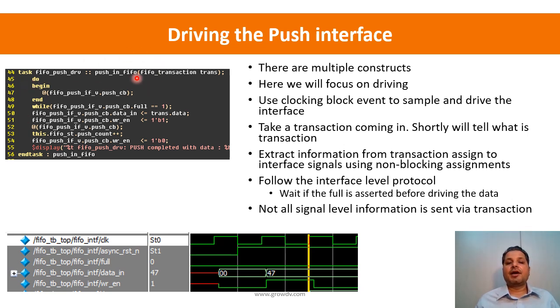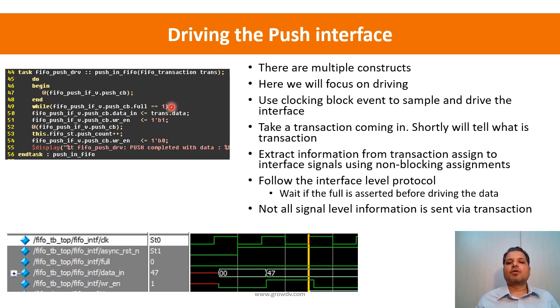So that way it provides you that advantage and abstraction from which clock you are using and which clocking event you are using for the driving. So I'm waiting for that, and every time an event takes place on the clocking block, I am looking at FIFO push interface underscore v, and the clocking block that is present within the FIFO interface forms the hierarchy. So I'm looking at that particular clocking block and I'm checking if full is asserted, right?